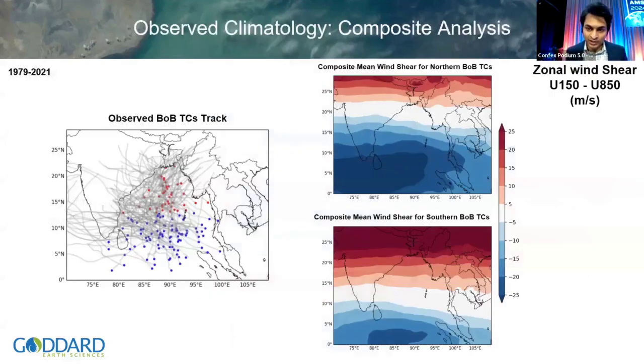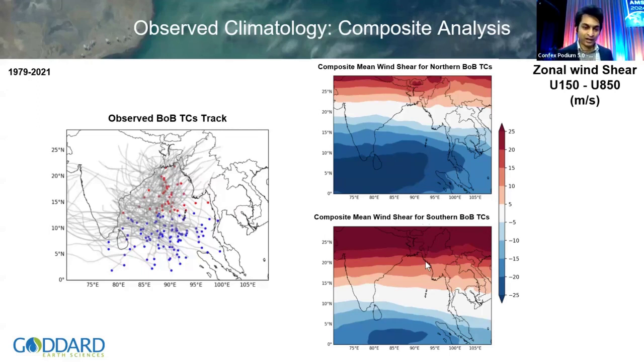Now, if you look at the composite analysis based on where the tropical cyclones are, red dots are for the northern Bay of Bengal and blue dots are for the southern Bay of Bengal. The wind shear composite analysis is based on the day of tropical cyclone genesis. Based on the red dots, the top figure shows the wind shear, and based on the blue dots, or southern Bay of Bengal, we have the figure in the bottom.